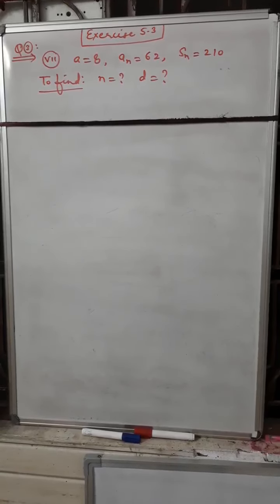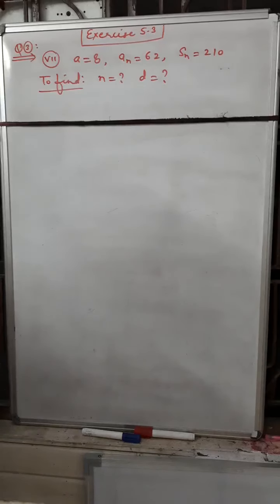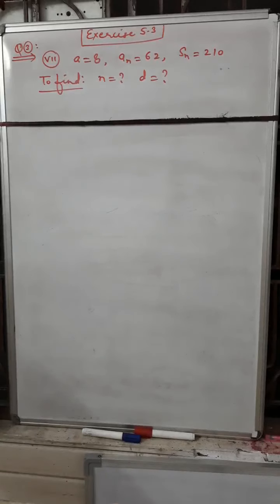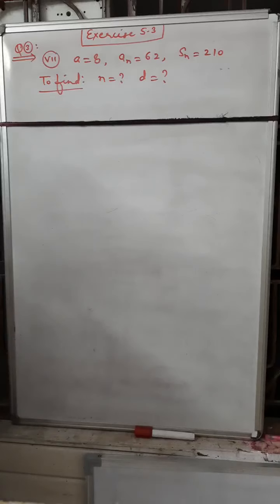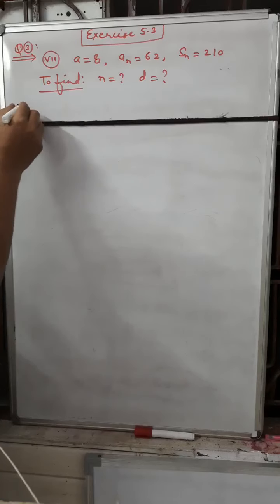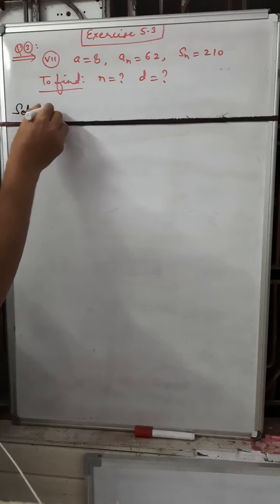Students, now we are solving exercise 5.3, question number 3, option number 7. In this problem, a is given 8 and an is given 62, Sn is given 210. Find the value of n and d. So we can find out the value of n and d by using the property, the identity of sum of n terms.